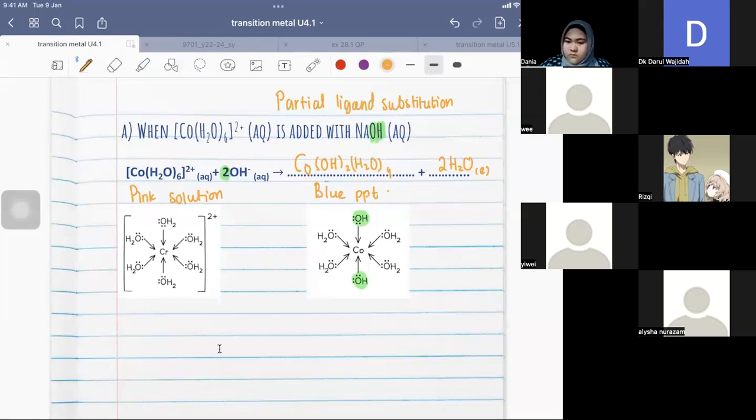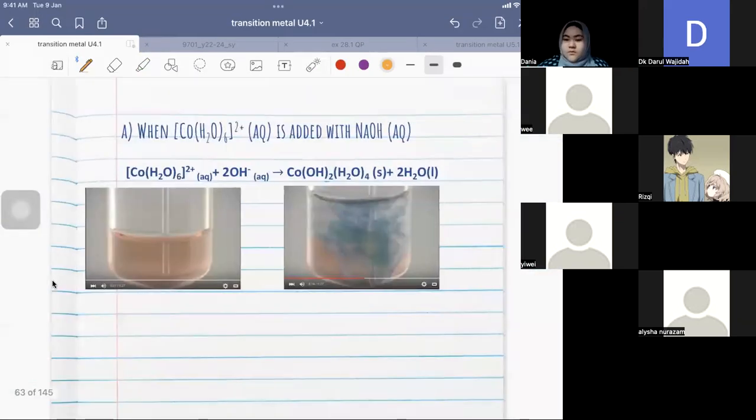Okay, if you want to draw it out, you can draw it out, but it's not necessary. Okay, I show it to you just so that you can visualize, and it helps you to write down the formula better. Okay, next is that's the color change that you should observe.